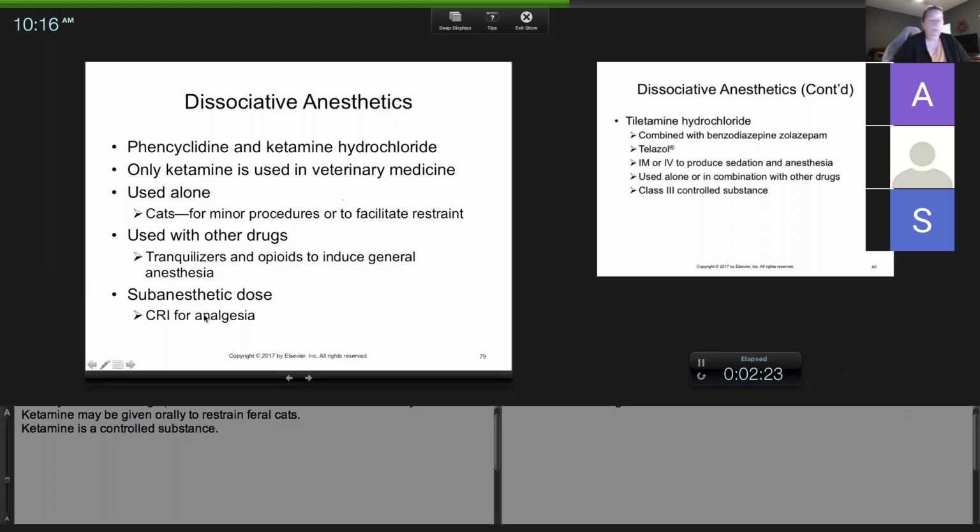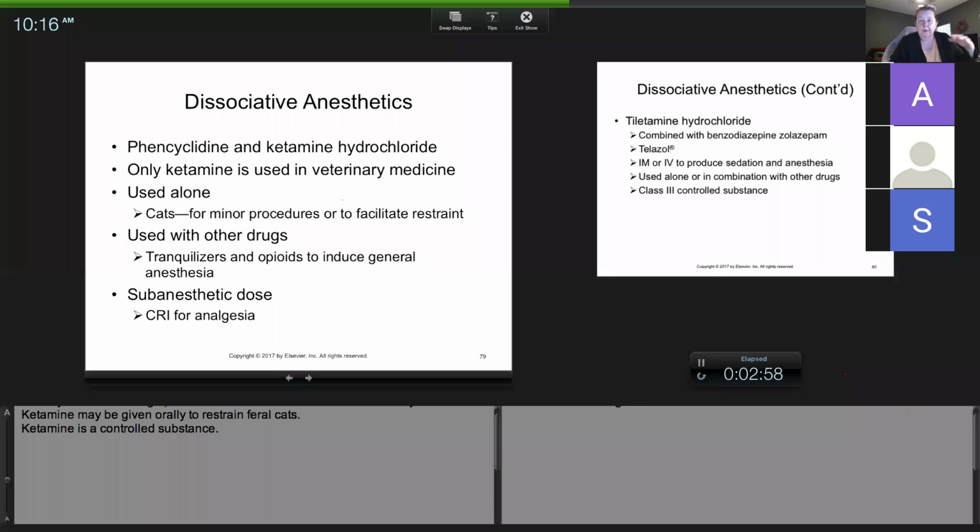Ketamine does have some analgesia, but the main reason you use ketamine is for immobilization and loss of reflexes. You can do low dose ketamine in a CRI. At VCA, they do what's called an MLK CRI. It's morphine, lidocaine, and ketamine, and they do it as a drip in their fluids. Ketamine at what we call sub-anesthetic dosing, meaning it doesn't induce anesthesia, can give you some analgesia.